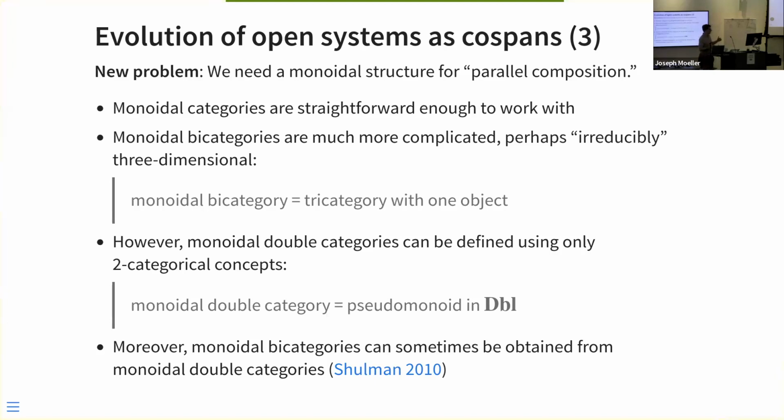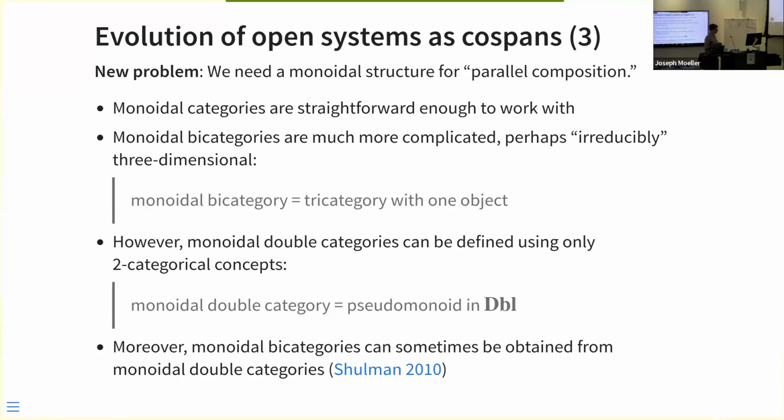Once you start talking about monoidal bicategories, there's a big jump up in complexity, because you're really dealing with, as far as I understand, a structure that's essentially three-dimensional, and the way that one would define this in the most general way is as a tricategory with one object. And I don't really know, maybe there is a way, but I don't know of a way of making that definition any simpler.